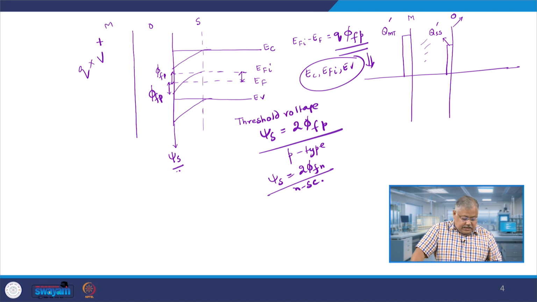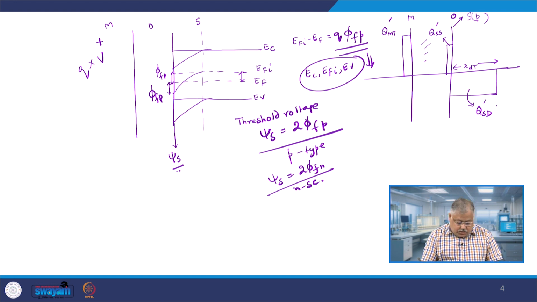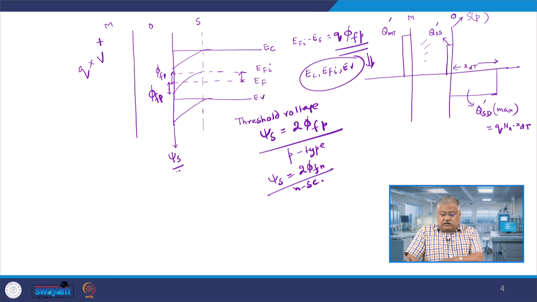So, that is QSS. In order to balance these two, what happens is that on the P side, on the semiconductor P type substrate, you have this charge. This is x dt. X dt is basically the length of the depletion layer. You will have a charge which is equal to QSD depletion prime. This will give you the maximum value, and this will be equal to Q times NA into x dt, right. This is the total charge which you will see, and this charge has to be balanced across the network, right.